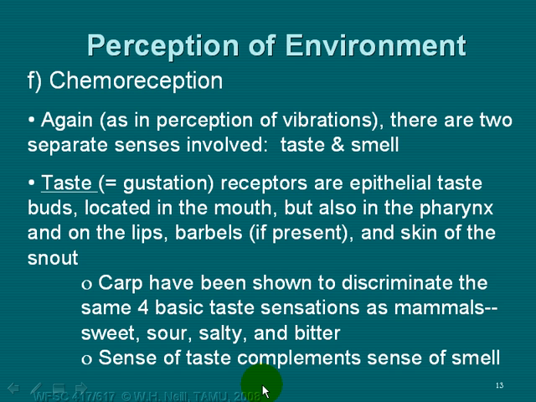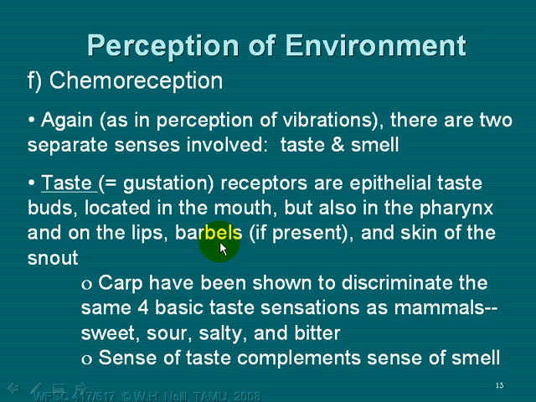Taste, or I guess some people use this fancy word, gustation, involves taste buds, epithelial cells that are mainly in the mouth, but actually inside the fish as well as outside. They go back into the pharynx. They occur on the lips. They tend to be concentrated in the barbels, if there are barbels, like catfishes. And even on the skin of the head, the external surface can have taste buds.